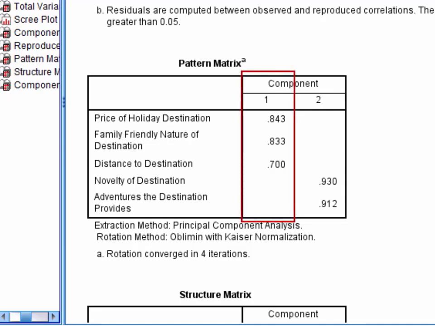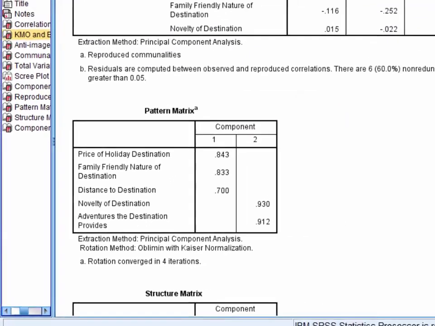Now we can see that 3 items load onto component 1, and all of these items appear to be about pragmatic or practical issues. So I might label this component something like practical considerations. Now the remaining 2 items load onto the second component. These items appear to be about pleasure or enjoyment, so I might label this component something like pleasure considerations.